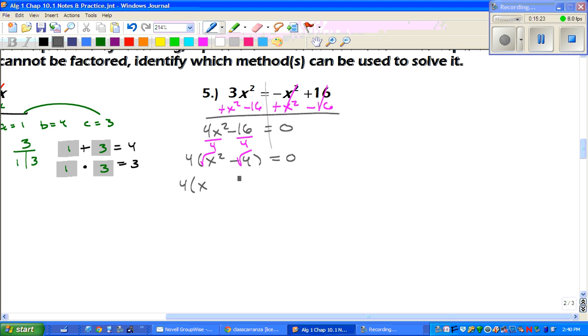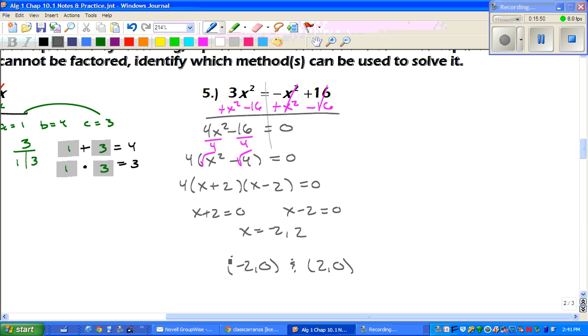The 4 comes out front. Remember that one's a positive and one's a negative, and they're both 2. Set each one of those equal to 0, and we get x equals negative 2 and positive 2. And now the last thing to do is to write them as intercepts, negative 2, 0, and 2, 0.